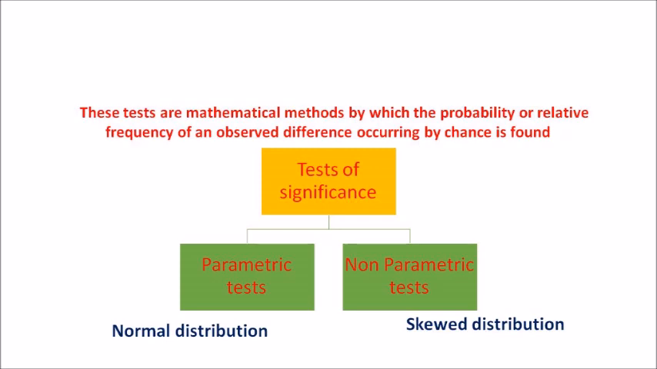We have two types of test, parametric and non-parametric test. That is a broad classification of tests of significance, based on the distribution pattern. If the observations are normally distributed, you know what a normal distribution is, then we can use a parametric test. If it is a skewed distribution, that means it is not normally distributed, we have to go for a non-parametric test. Very simple.